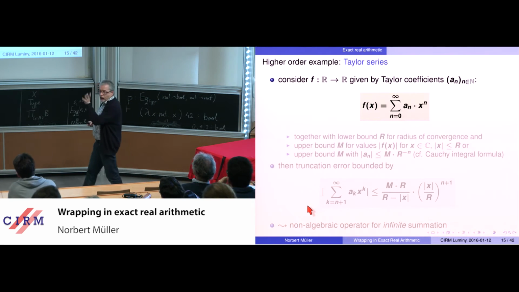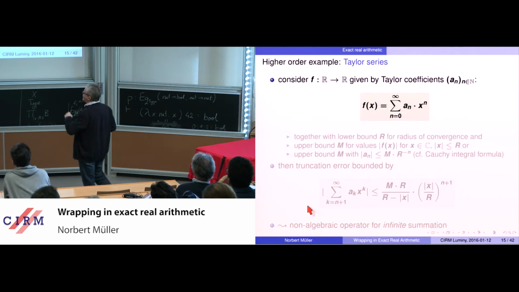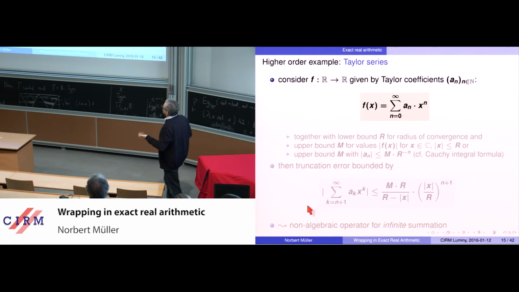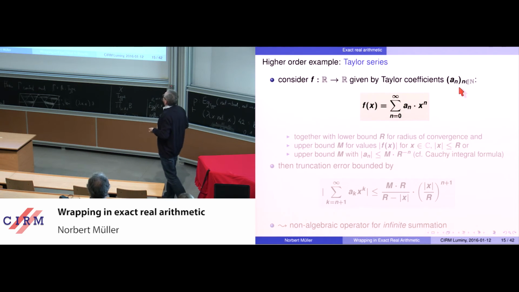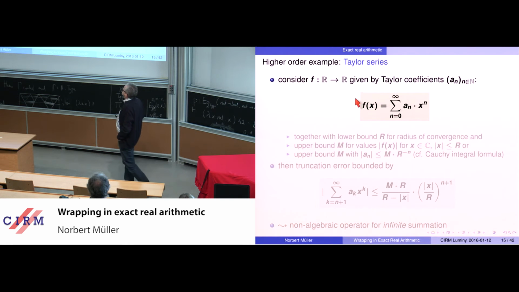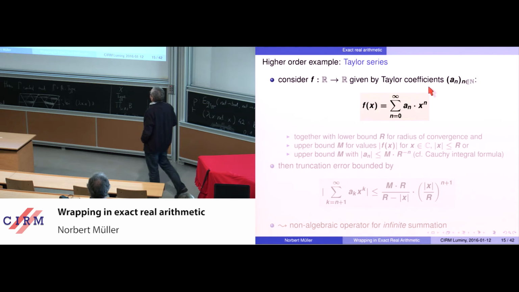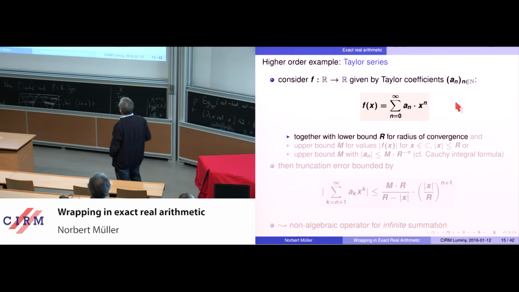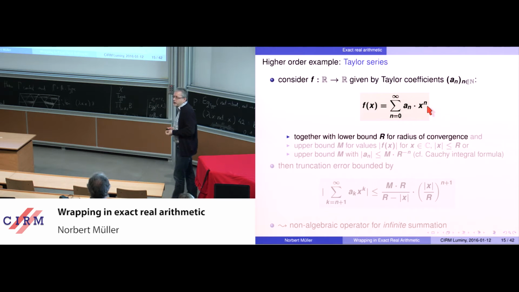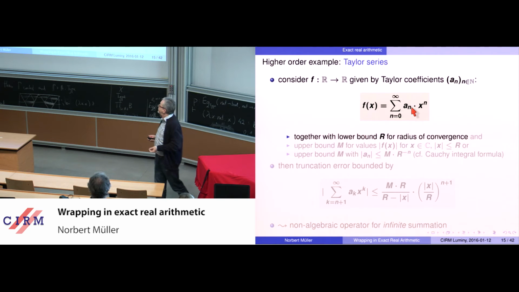We can go to higher order things, and I need this just because we have a differential equation example at the end. So one thing could be we have sequences of real numbers, and we are interested in the sum function if this is considered as a Taylor series. And from computable analysis, we know that this is nice to define f as the sum, but to evaluate f, we need more information.